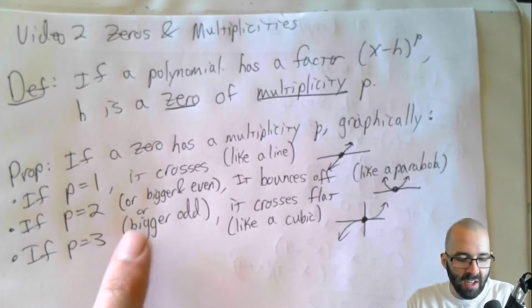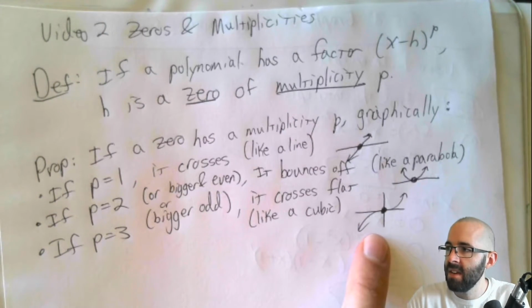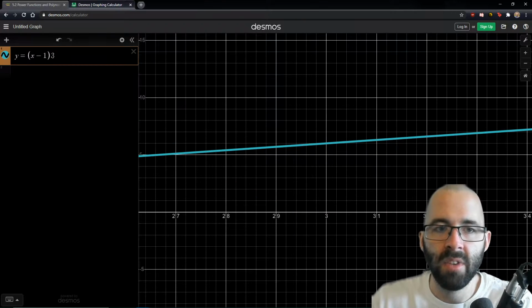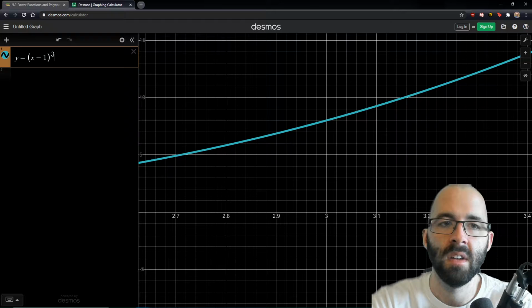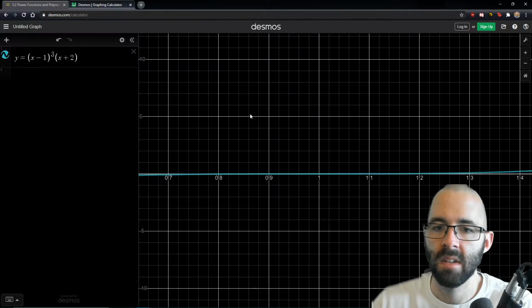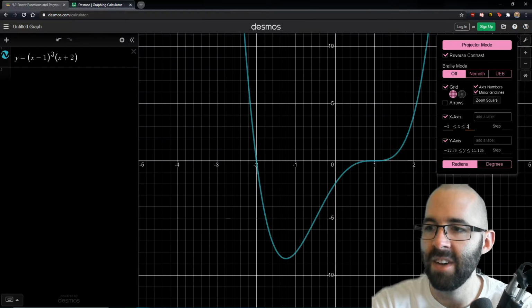So these are the 3 different things for zeros. And again, I mentioned that if it's a bigger odd number than 3, it still looks the same. Let me show you what I mean by this. So if I have something like this, I need to reset my zoom. Okay, let's say -5 to 5.